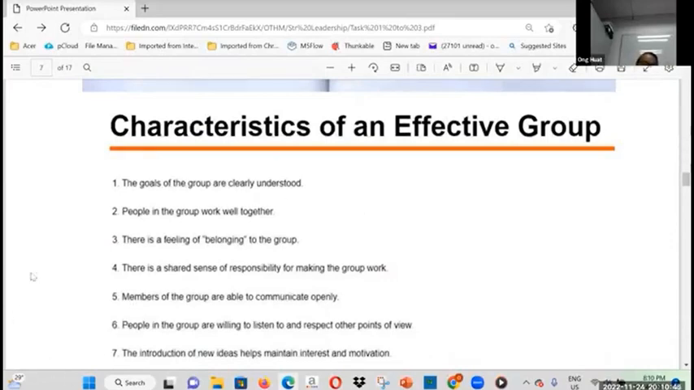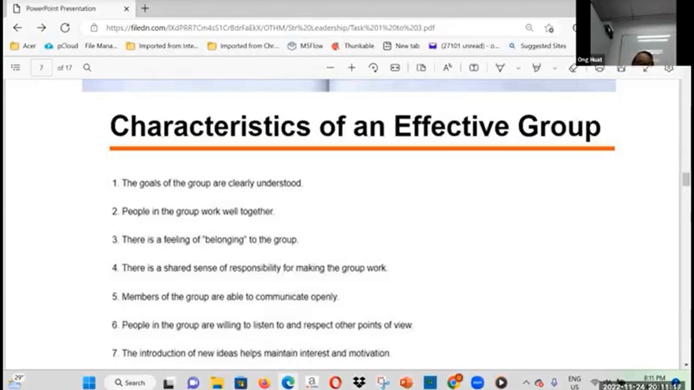And people in the group work well together. That doesn't mean people in a team do not work well together. But the characteristic of an effective group, expounded by some author, this one is taken from some author, is that the goals are clearly defined. So that's a characteristic of an effective group. If your goal is not clearly defined, then your group is not effective.